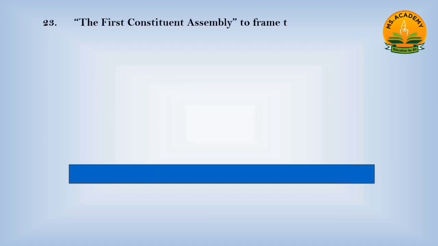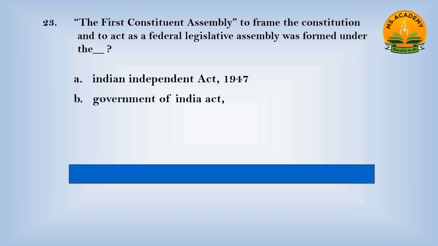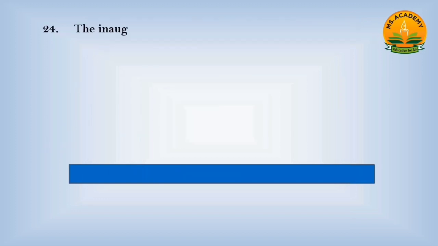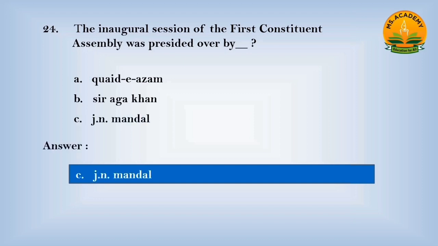The first Constituent Assembly to frame the Constitution and to act as a federal legislative assembly was formed under the dash. A. Indian Act 1947, B. Government of India Act 1935, C. 3rd June Plan. Answer is A. Indian Independence Act 1947. The inaugural session of the first Constituent Assembly was presided over by dash. A. Qaid-e-Azam, B. Sir Aga Khan, C. J. N. Mandal. Answer is C. J. N. Mandal.